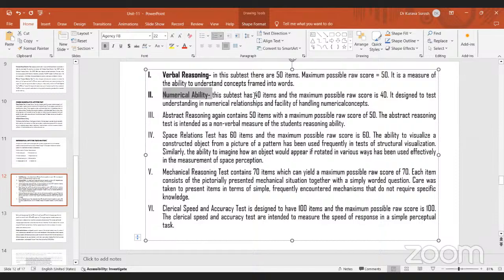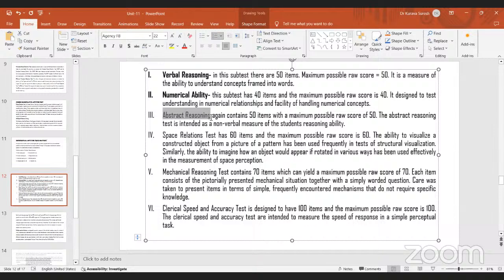Numerical ability has 40 items and the maximum possible score is 40. It is designed as a test of understanding numerical relationships and handling numerical concepts.